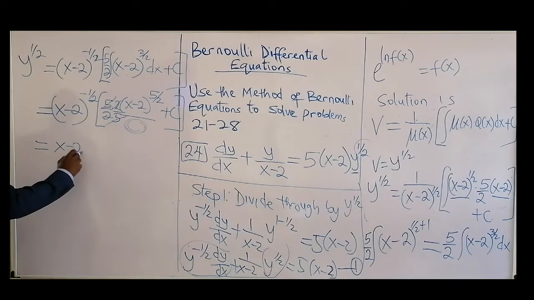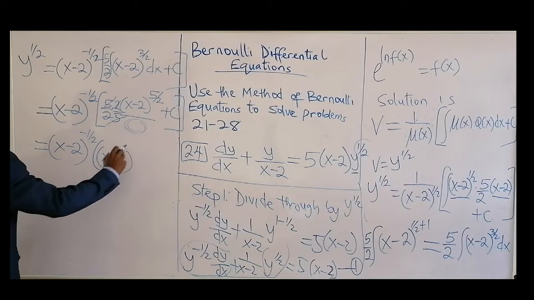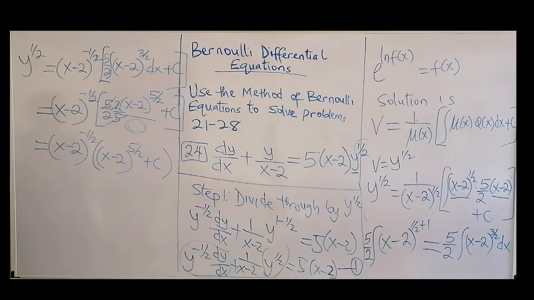(x minus 2) to the power minus half into bracket (x minus 2) to the power 5 over 2 plus c. So that finished the work. We just need to do a little algebra there and close it.